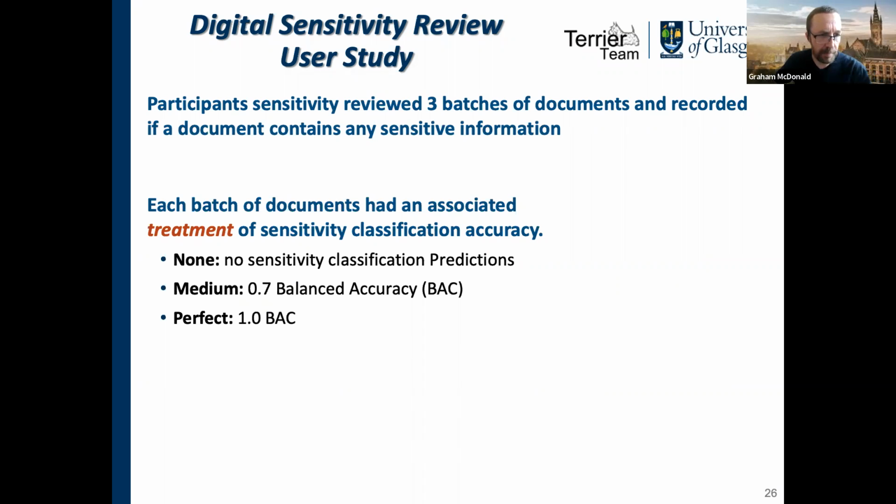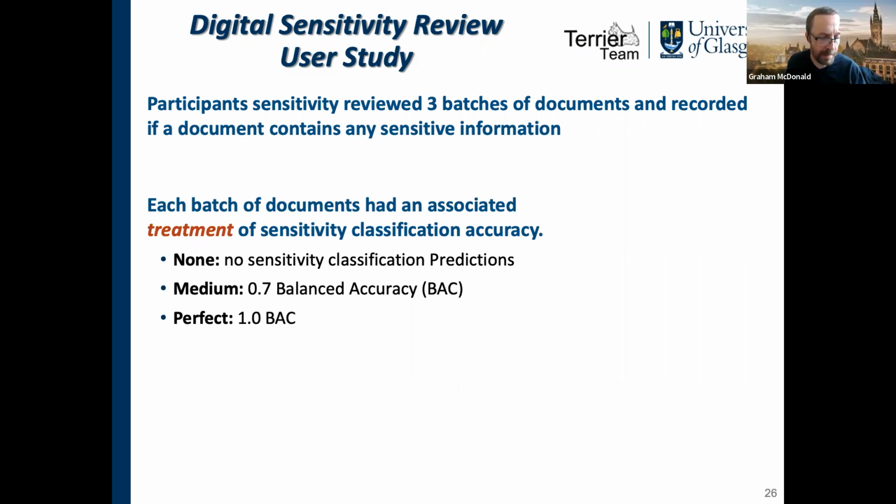First off, to give you a bit of context of how the study was set up. It's a within-subject experimental design, so all of the reviewers reviewed each of the conditions in the study. A condition is a particular treatment. We've got 3 batches of documents. Each batch has a particular treatment, and the treatment is the effectiveness of the classifier's predictions. So we've got none, medium, and perfect. The none just means that the reviewers were not shown any classification predictions at all.